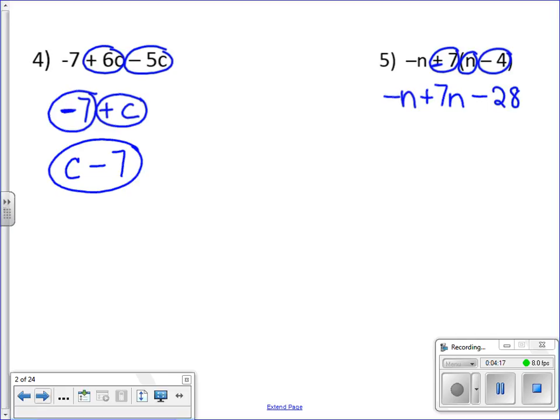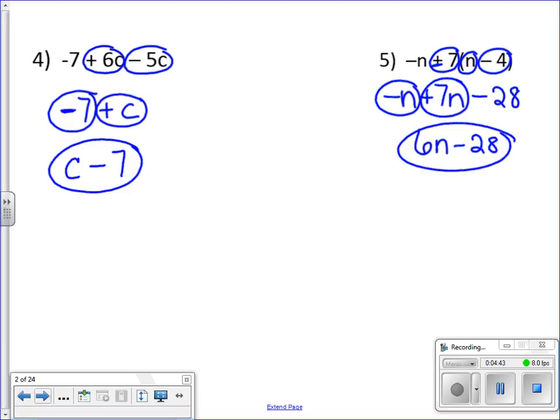Okay, this is not simplified. It's not fully simplified because I still have n's in 2 different terms. I need all the n's to be together. So I have a negative n here, and I have a positive 7n here. That really means I'm doing 7n minus 1n. That means I have 6n minus 28. There's my final answer there.